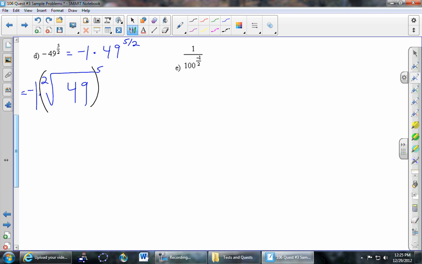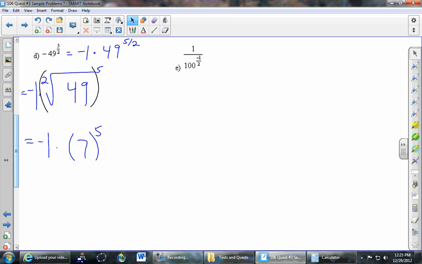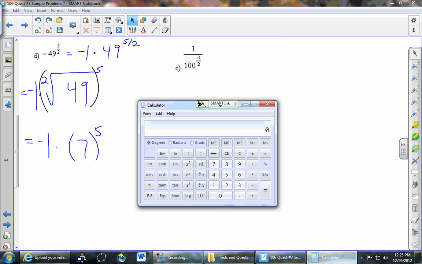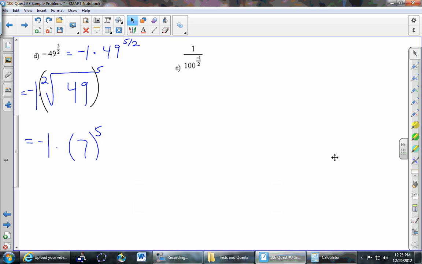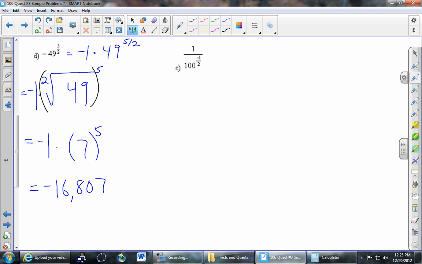And then we have a -1 sitting here waiting. The square root of 49 is 7. 7 to the 5th, we use the calculator for that one. So we're doing 7 raised to the 5th: 16,807. So with the negative sign, we have our final answer.